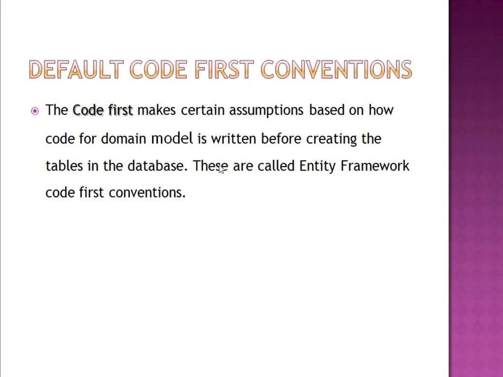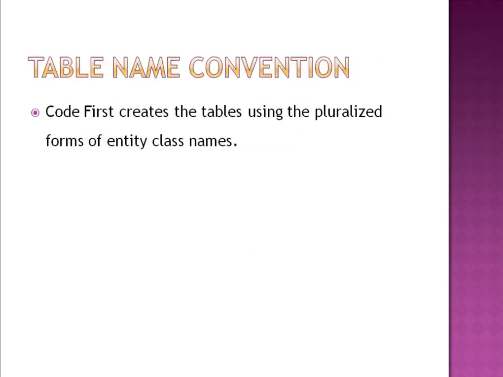Convention means that code first makes certain assumptions based on how the code for the domain model is written before creating the tables in the database. These are called Entity Framework code first conventions. It means you are not going to set anything extra. You will just create plain domain classes and define the properties in them, and based on the property type, your class name and your property name, Entity Framework will decide what your column name and table name will be. So let us understand this default code first convention step by step.